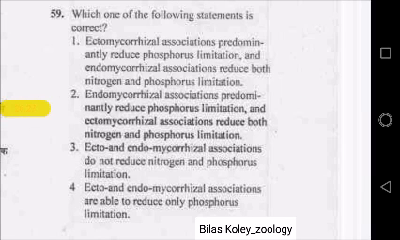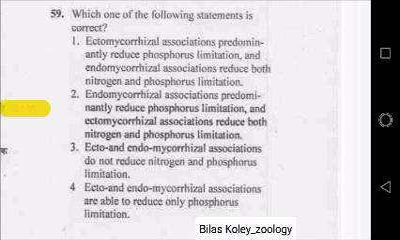Now we will discuss question number 59. Which one of the following statements is correct? Ectomycorrhizal association predominantly reduces phosphorus limitation and endomycorrhizal association reduces both nitrogen and phosphorus limitations. Second option, endomycorrhizal association predominantly reduces phosphorus limitation and ectomycorrhizal association reduces both nitrogen and phosphorus limitations.